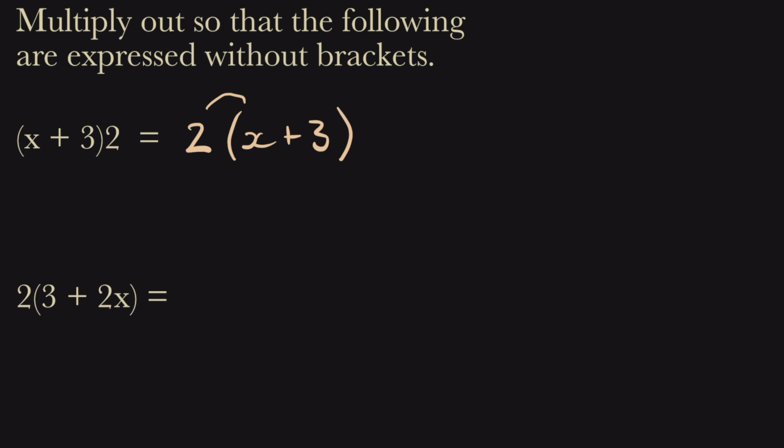From here, it's pretty easy. It's 2 times the first part of the bracket, which is x, will give us 2x, and then 2 times the second part of the brackets, which is positive 3, which will give us plus 6. And that's our final answer for the first one, 2x plus 6.